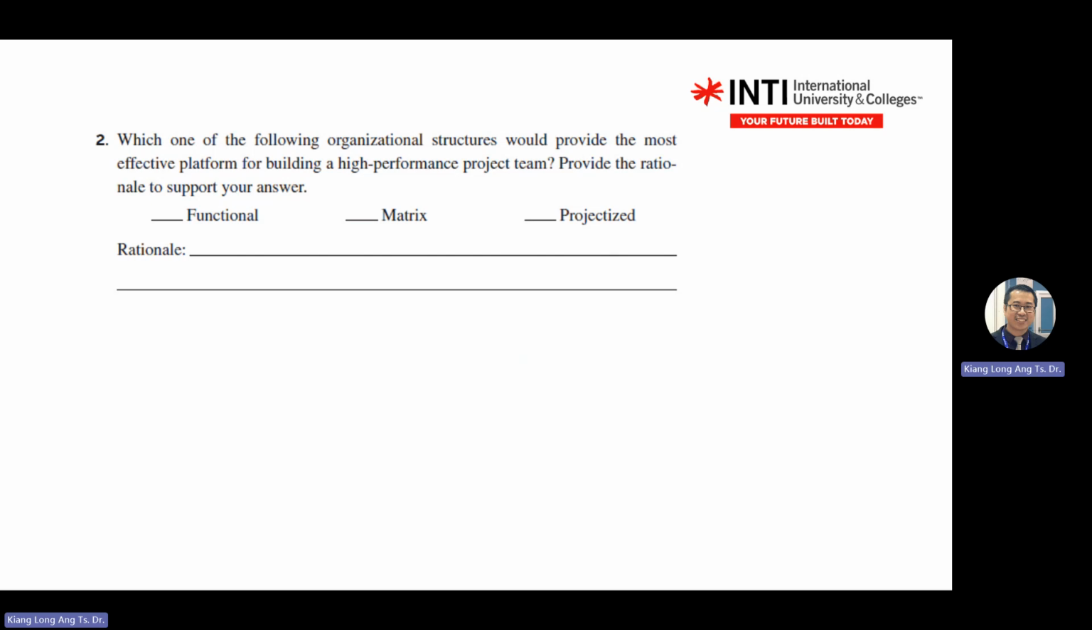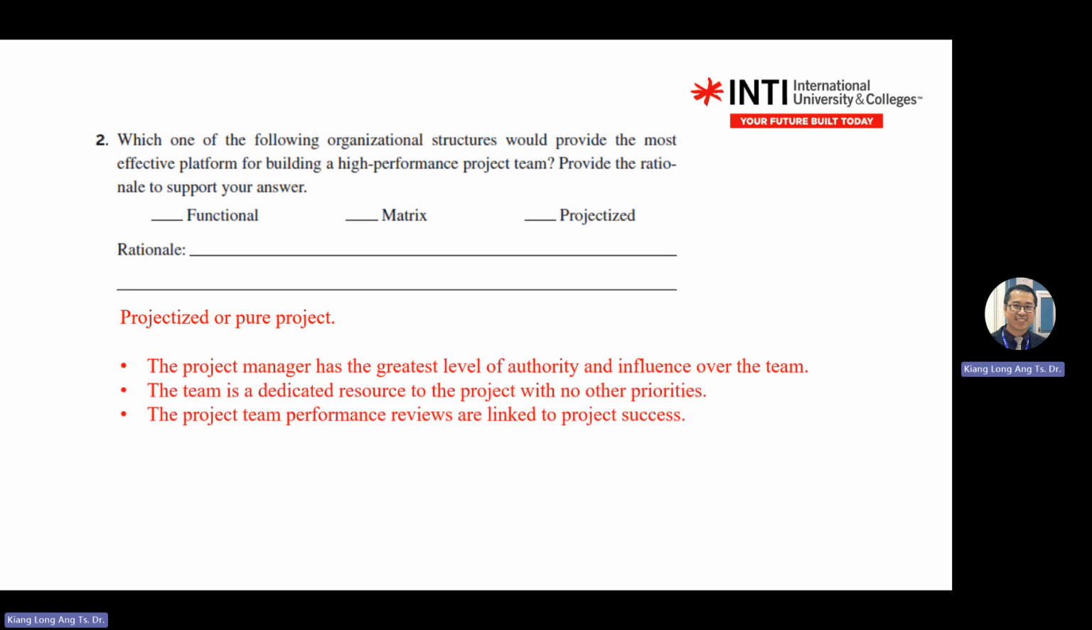So this one: which of the following organization structures will provide the most effective platform for building a high performance project team? Provide a reason. Rationale means reason to support your answer. So which one do you think will create a high performance project team? Functional, of course not. Okay. Projectized, why?